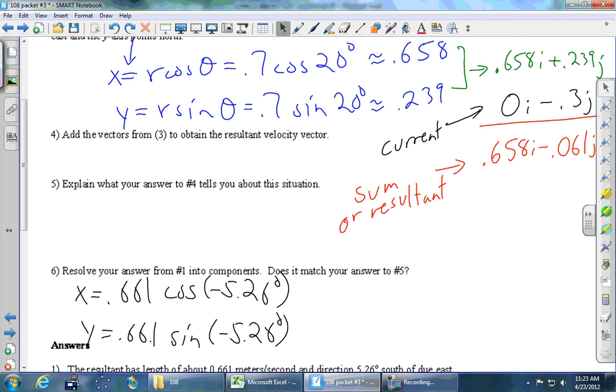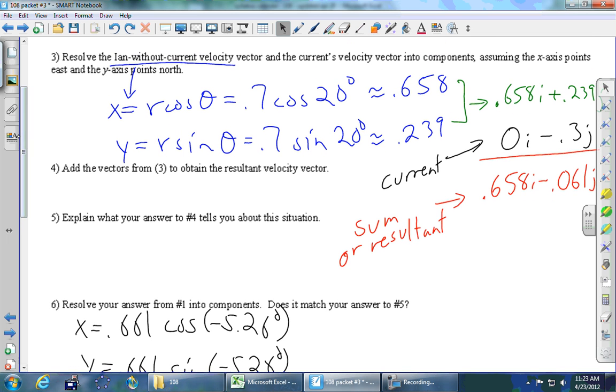Okay, so I'm just going to run through some of these answers here. On number 3, trying to resolve the original vector, my 0.7 at a 20-degree angle. We just use our r cosine theta and r sine theta. And so we get the two components. What this really means is that I am trying to swim at a speed of 0.658 meters per second due east, just straight to the right, and 0.239 meters per second due north, straight up, okay? That's what I'm attempting to do.